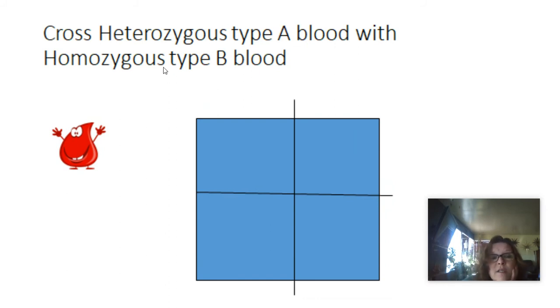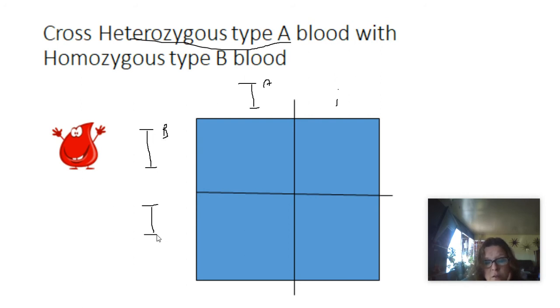Okay, so now this possibility is a heterozygous type A blood. So you still have an A allele, but because you're heterozygous, you've got a recessive allele as well. And homozygous type B blood, so what does that mean? You're going to have two dominant Bs here.